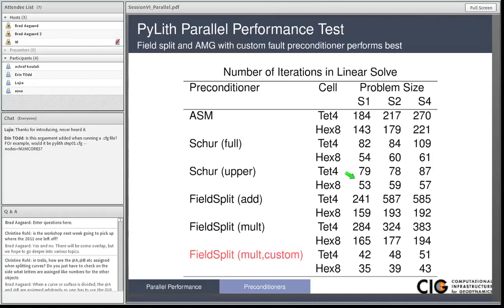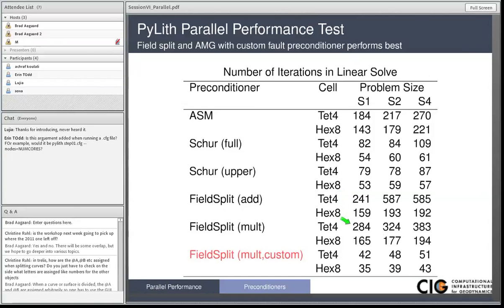Part of this just has to do with the number of degrees of freedom and the very unstructured nature of a TET4 mesh compared to a hexahedral mesh. When we put in the field split with the additive combination, you'll notice that it really does not perform very well. When we go to multiplicative without the custom preconditioner, again, it does not do very well.